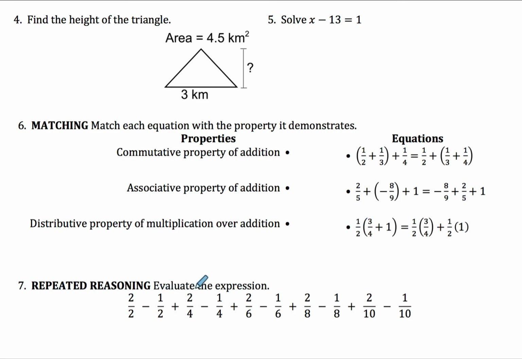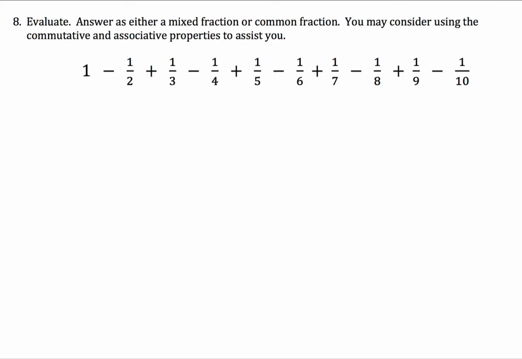Number 7, evaluate the expression 2 halves minus a half plus 2 fourths minus a fourth plus 2 sixths minus a sixth. You're looking for some ways of grouping these together so that it won't be as difficult to add or subtract, saving yourself some time. Okay, number 8. This one's similar to number 8 off of the last assignment, except it alternates between addition and subtraction. So you'll have to pay close attention to that.